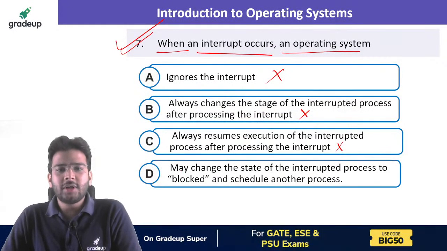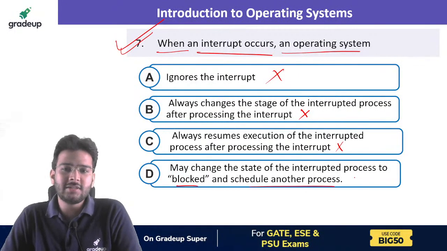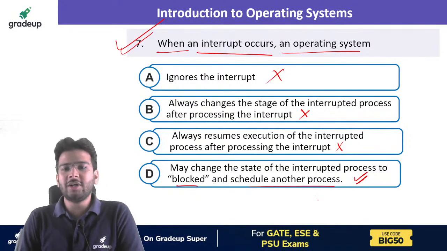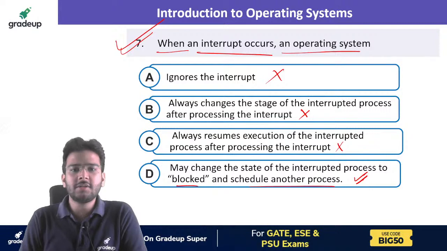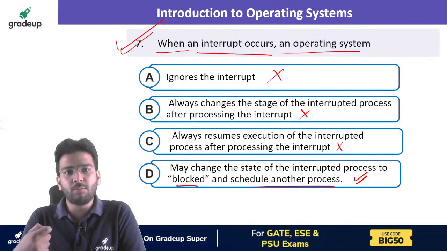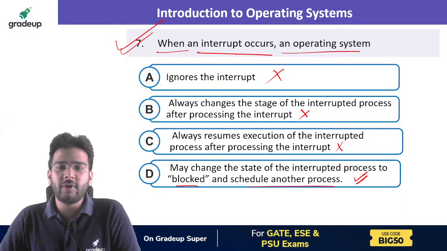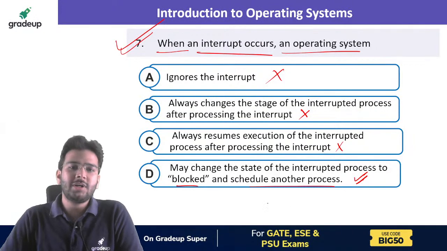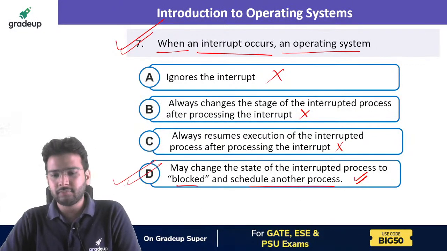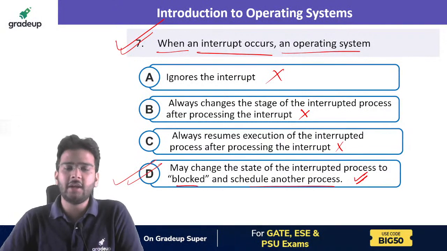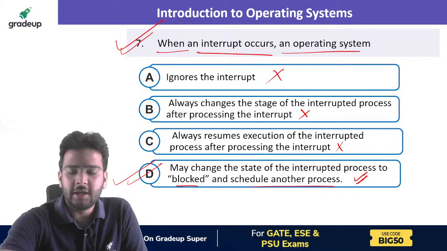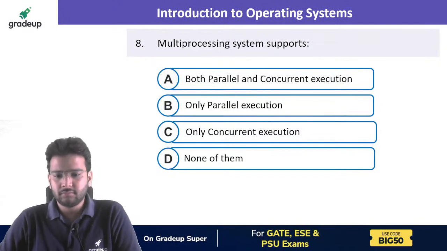The last option is may change the state of the interrupted process to blocked and schedule another process. Yes, this is true. So it may or may not change the state of the interrupted process when the interrupt occurs, right? It can change the interrupted process to blocked state, and it may schedule another process as well. So this is very much possible here. Okay, so option D is the correct answer for this question. Is it clear to all of you? If you have any doubt, please ask. Anyone having any doubt? Yes, it is a play of words, exactly Nishat, and you have got it right.